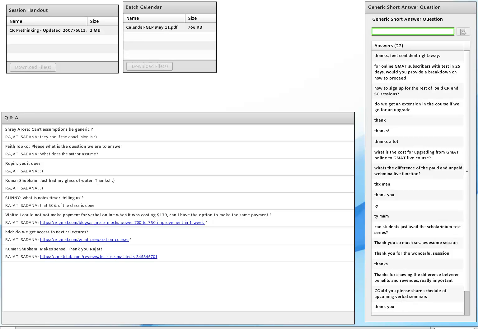Do we get an extension on the course if we go for an upgrade? Shrey, I think we have an option for that. So again, write to Rajat@e-GMAT and say, this is what I'm looking for. I think we did offer some package deals before launch. I was very focused on launch, so our sales team did offer that. So write to Rajat@e-GMAT, and someone from our sales or customer success team will respond.